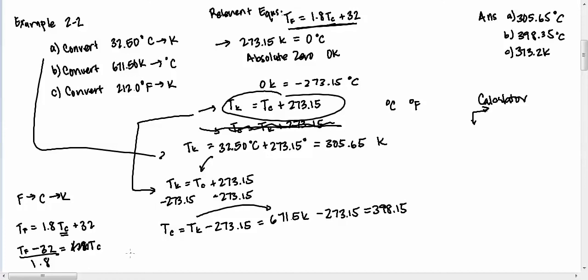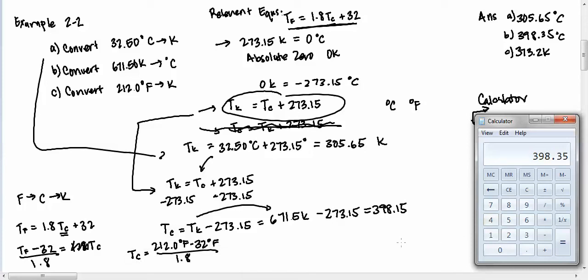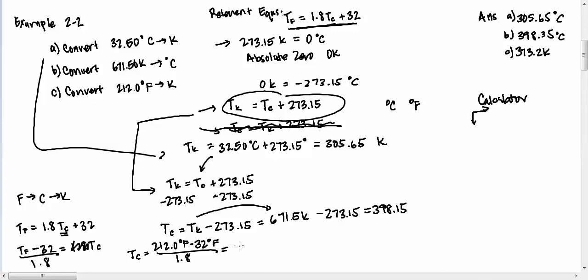All right, cool. So in order to get my temperature in Celsius, I just say, all right, well, T_C is T_F, which is 212.0 degrees Fahrenheit, minus 32 degrees Fahrenheit, all divided by 1.8. All right, let's see, calculator. 212.0 minus 32 equals 180, and divide that by 1.8. And I'm looking at 100. So I have 100 degrees Celsius.